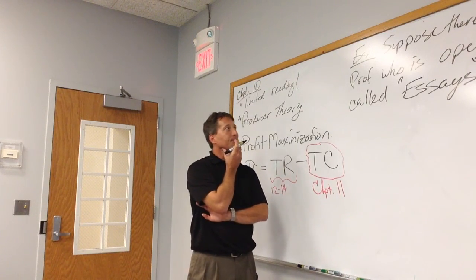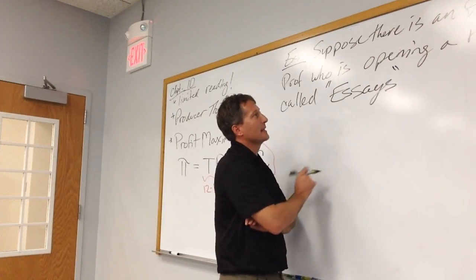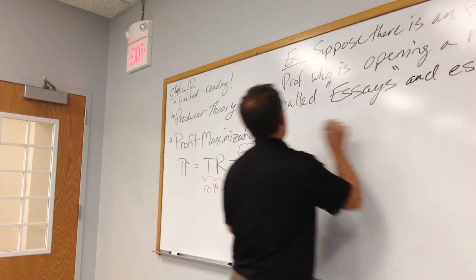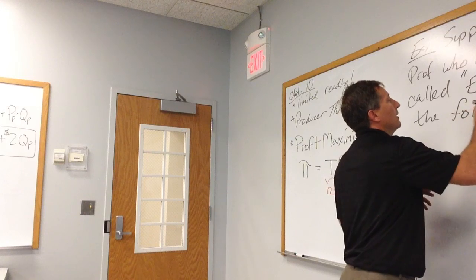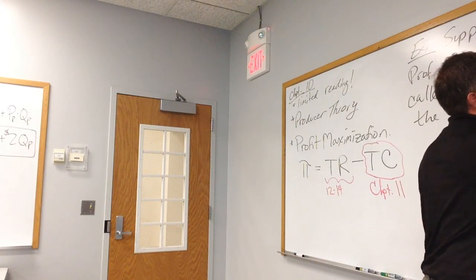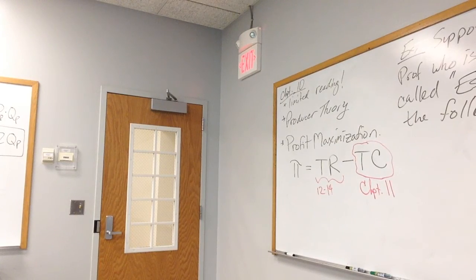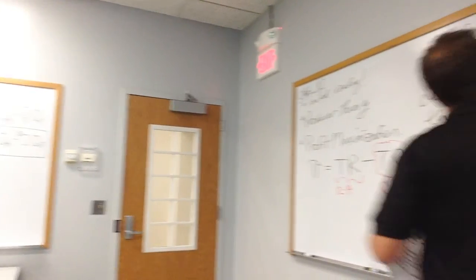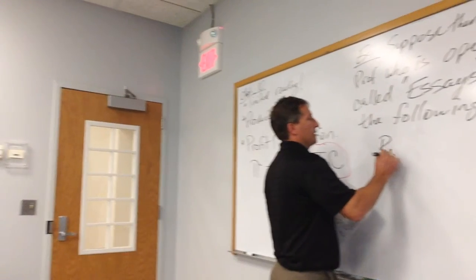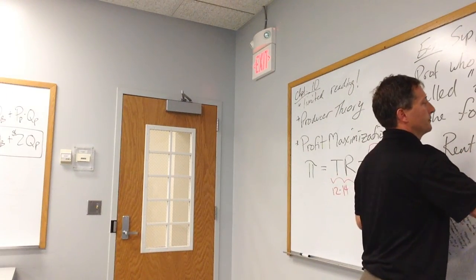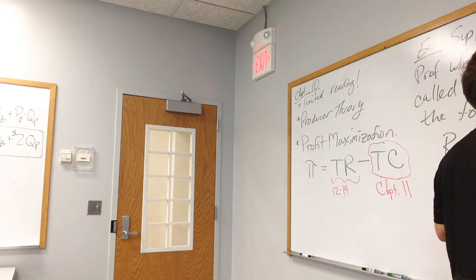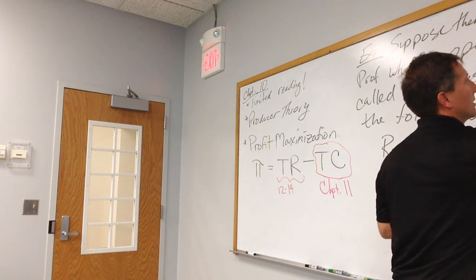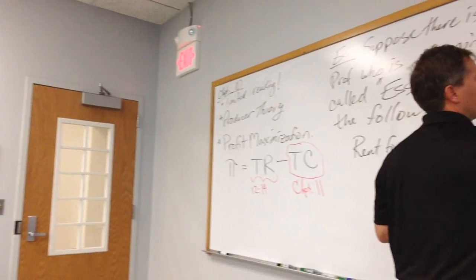So, opening up a restaurant called Essays, he estimates the following costs. So it's kind of going down the list. We're going to lump a bunch together here. We've got the rent for the building, and that is $50,000 a year. I'm going to use K for thousand: 50K. So 50 grand per year.